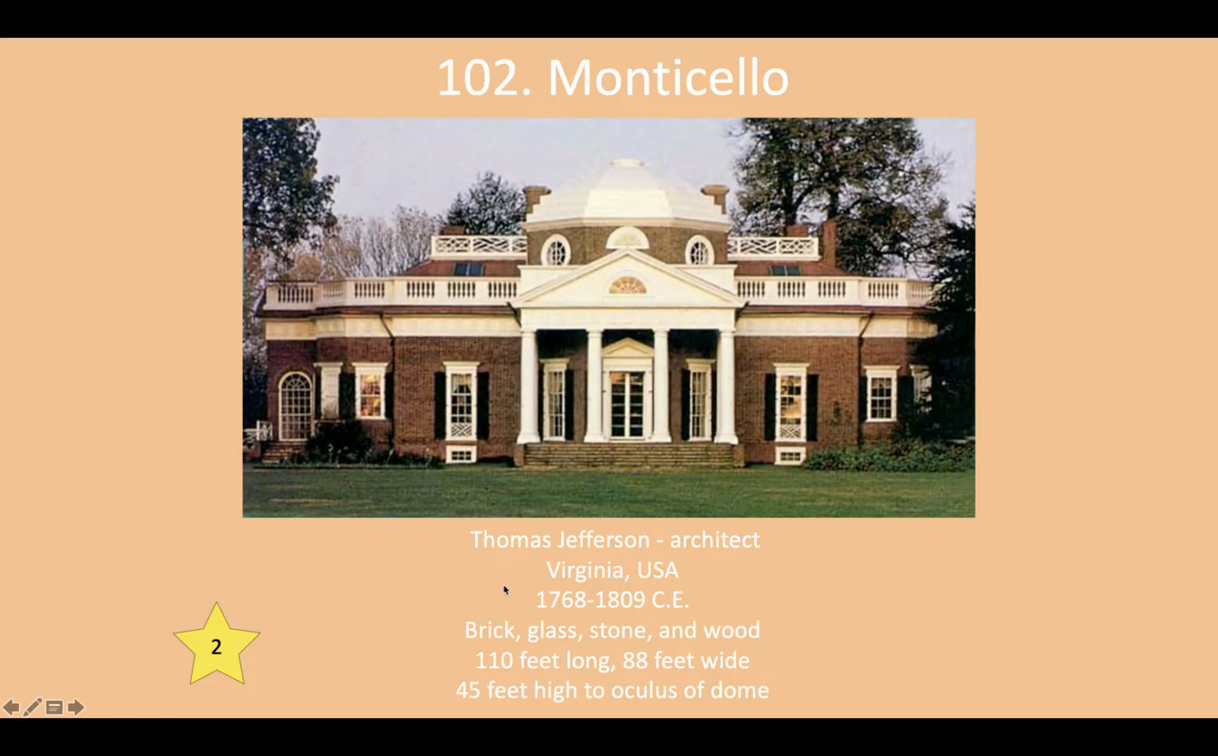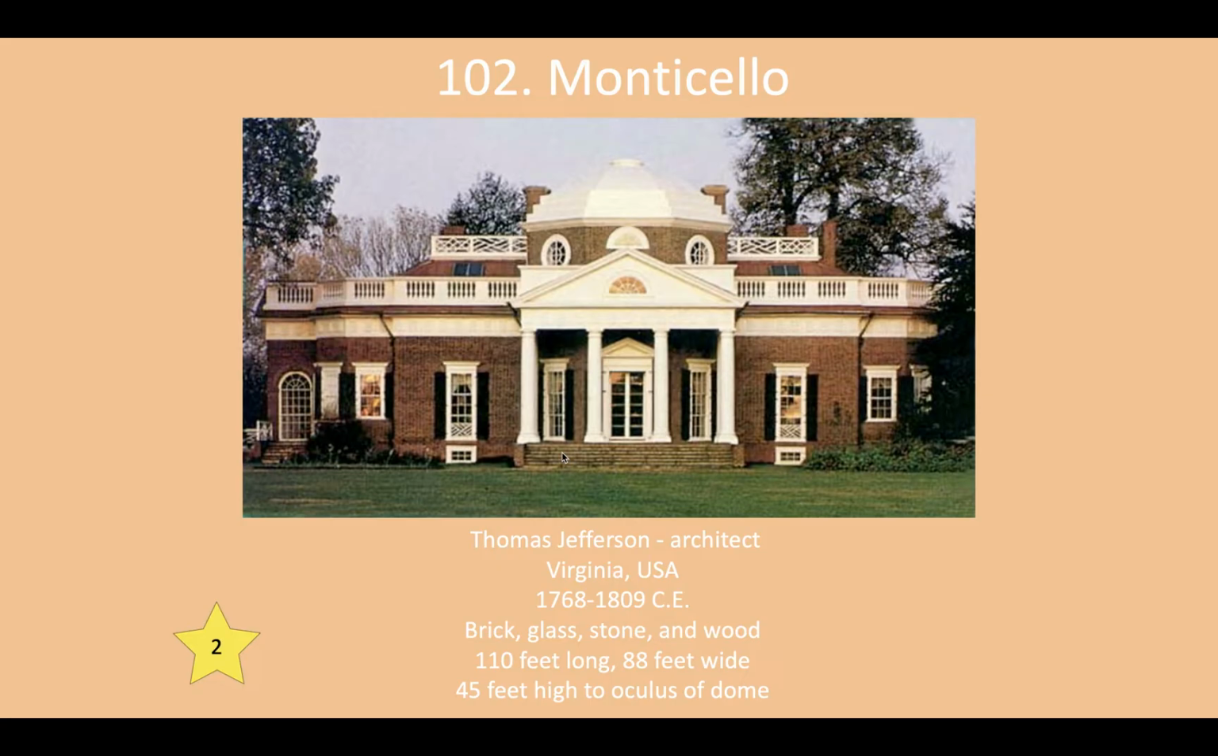Okay, so what are we looking at? We're looking at a house of brick, okay, and glass, stone for stairs and some other things, and wood, okay, for the roof, pediments, things like that. Okay. And so we're looking at, it's pretty tall inside. And so what you're looking at here is Monticello, which translates to little hill. Okay.